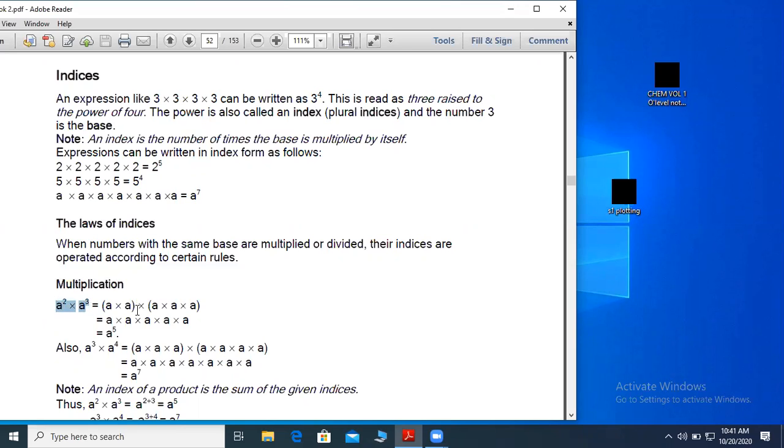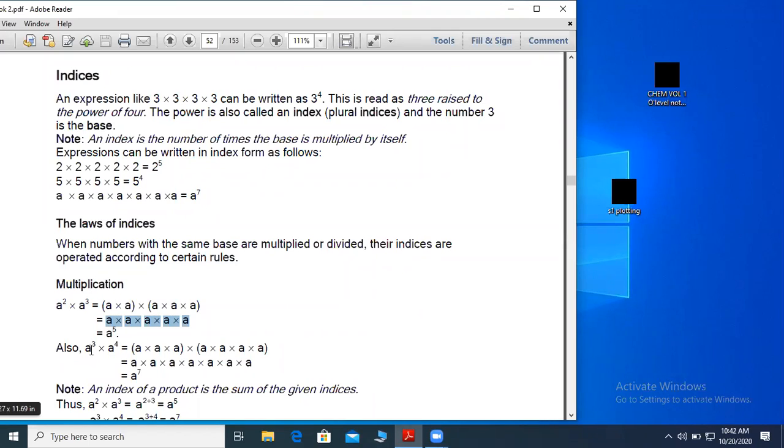Okay? So, a power 2 is a times a, and a power 3 is a times a times a, which gives us a times a 5 times. And the answer to that is going to be a power 5. I think you have no problem with that.